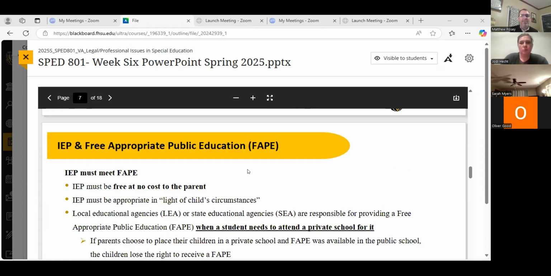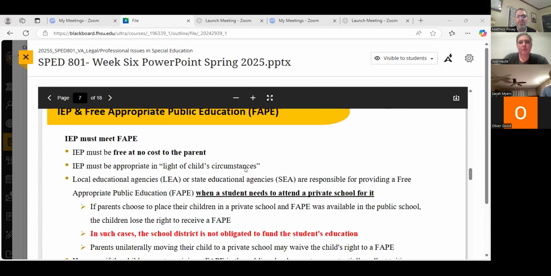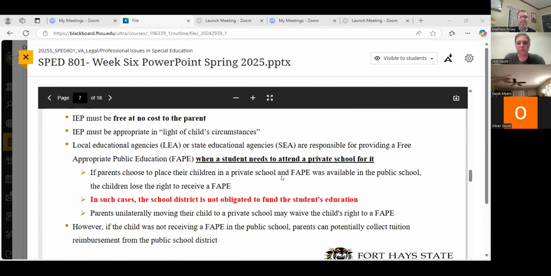An IEP must meet FAPE, at no cost to the parent, right? It must be appropriate in light of the child's circumstances. The local education agency, the LEA, or the state is responsible for providing a free and appropriate public education, and also an appropriate public education when a student needs to attend a private school for it.